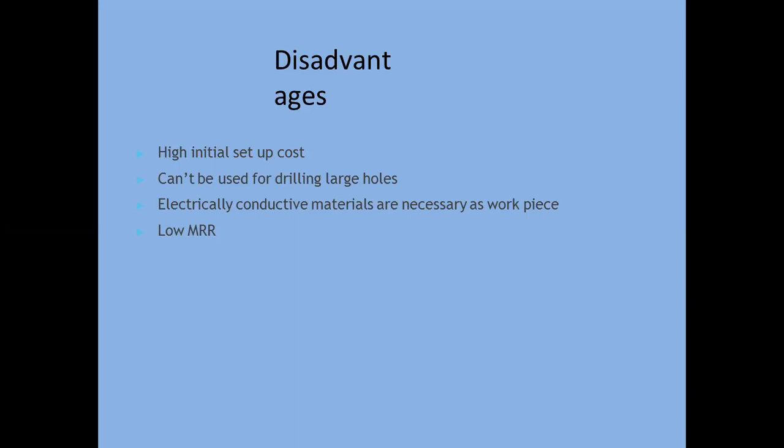Electrically conductive materials are necessary as workpiece. So this is the major point when we consider electrolyte or electric processes: only electrically conductive materials can be machined using these processes. Low material removal, right? Because we machine very small diameters, it will be of a surface finishing kind of thing. Comparatively, the material removal rate will be low.